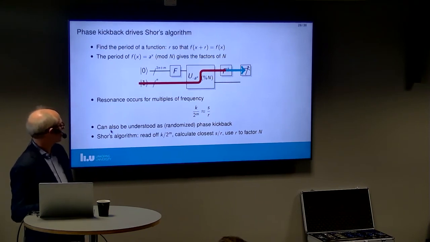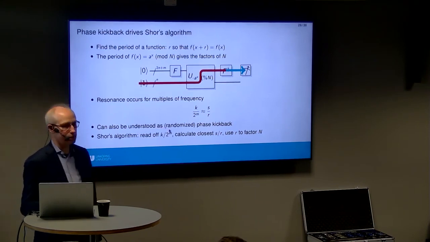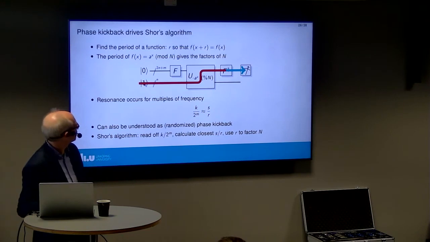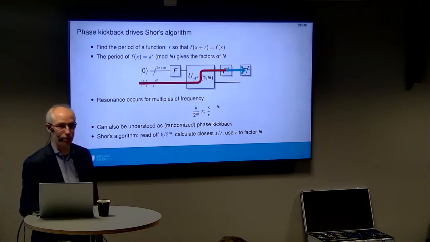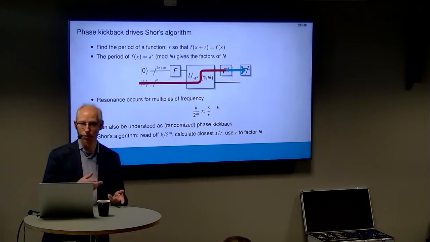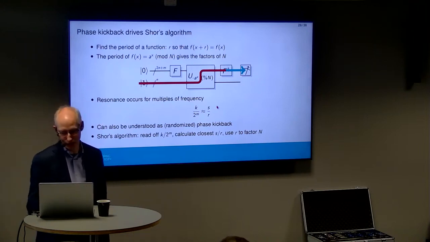And this can also be understood as a randomized phase kickback. You get a random number. s here is actually the random number from the lower input. So if you know what to look for, if you write s in here in the proper way, that will appear in the output actually. So you would recover the phase kickback.